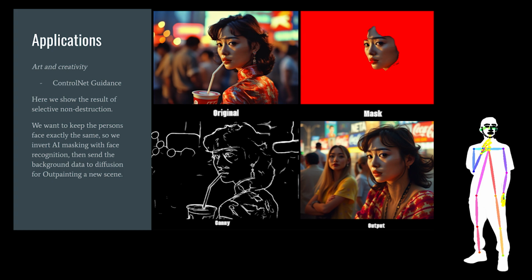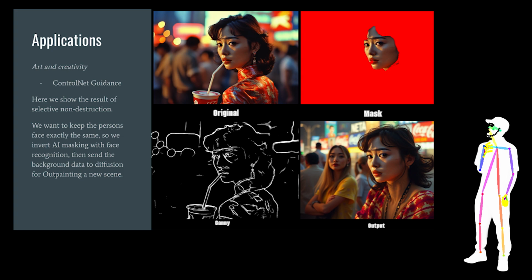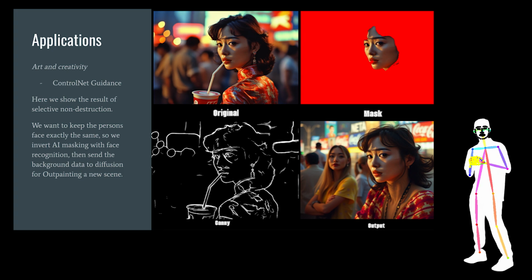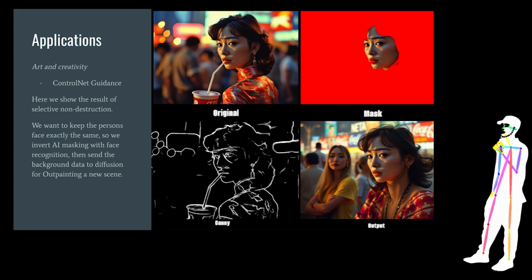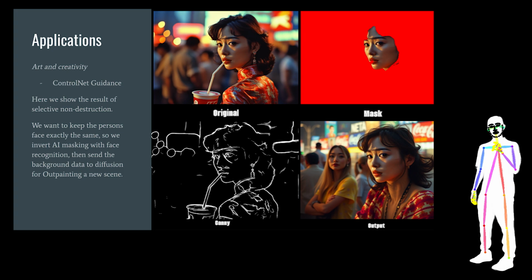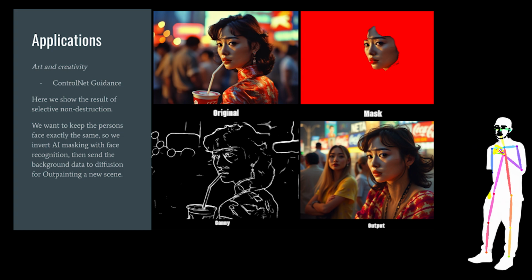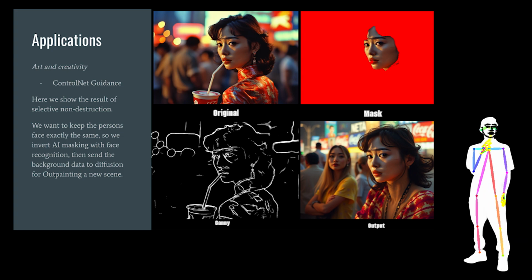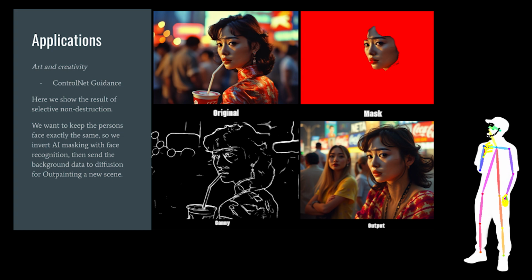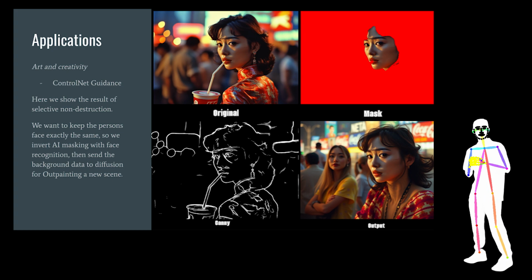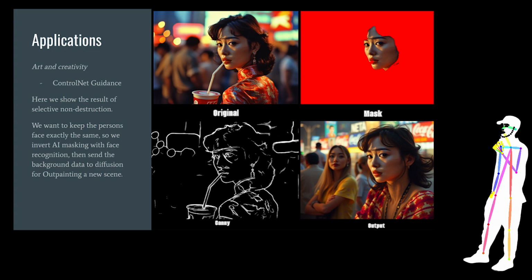But yeah, I just wanted to point out outpainting, AI masking, and then by inverting that mask, we can leave things alone. So people talk about deep faking. A lot of people think that you're just going to change the face. You could just change everything but the face.